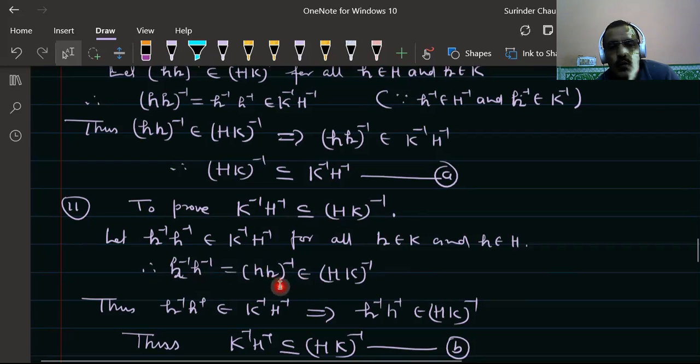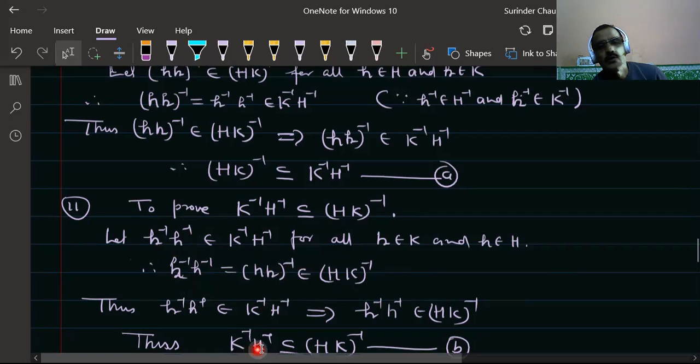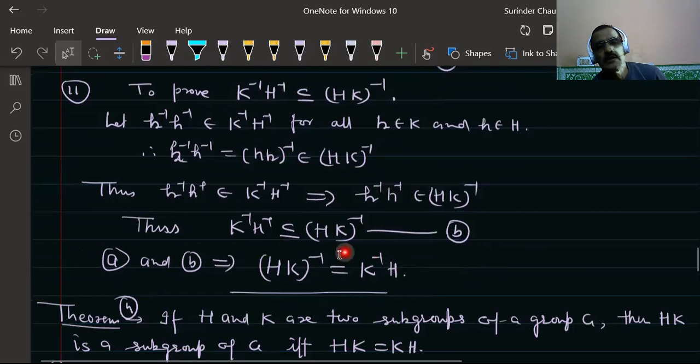So where does this belong? It belongs to (HK)⁻¹. So we have taken k⁻¹h⁻¹ in K⁻¹H⁻¹ and shown that it belongs to (HK)⁻¹. This implies K⁻¹H⁻¹ is a subset of (HK)⁻¹. So if H and K are subsets of group G, then (HK)⁻¹ is equal to K⁻¹H⁻¹.